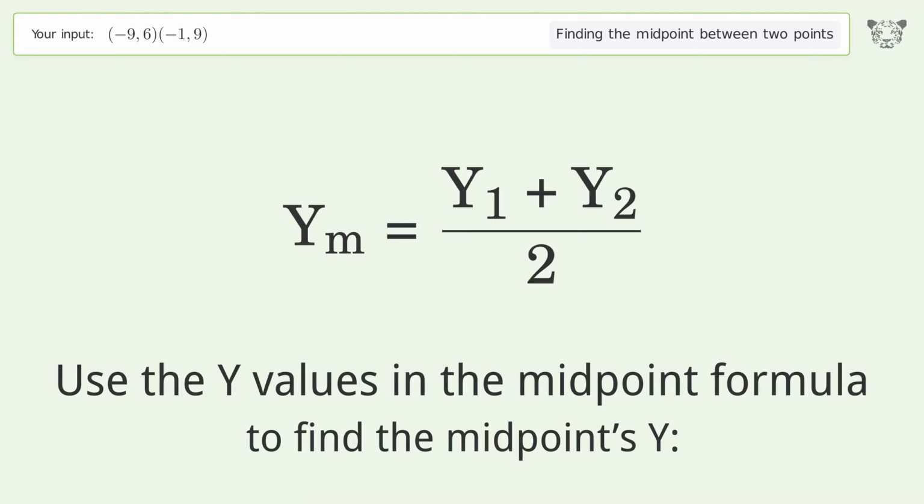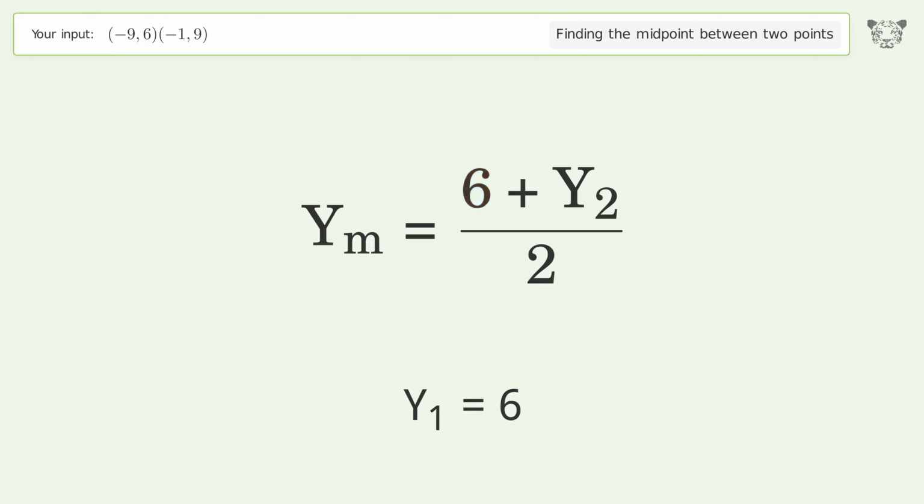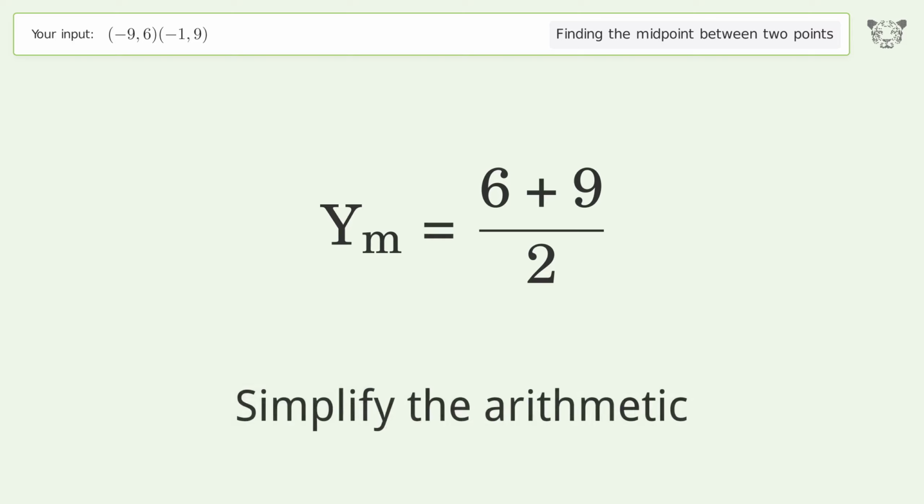Use the y values in the midpoint formula to find the midpoint's y. y1 equals 6. y2 equals 9. Simplify the arithmetic.